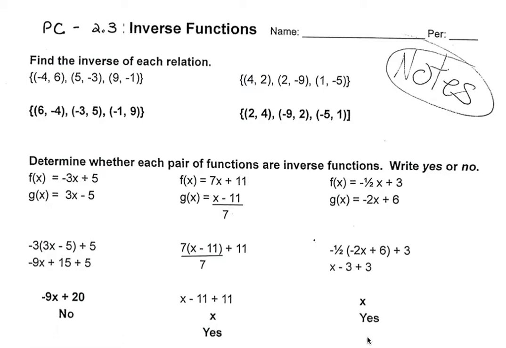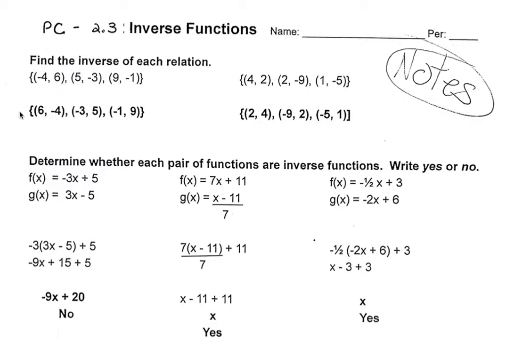Today we're going to be talking about inverse functions, and the first thing we're going to deal with is just if you have a set of ordered pairs. So we start off, you'll notice the first ordered pair is -4, 6, and then we have 5, -3, and 9, -1.